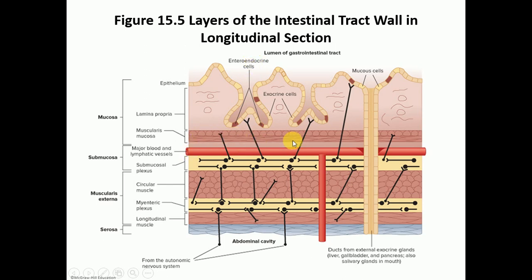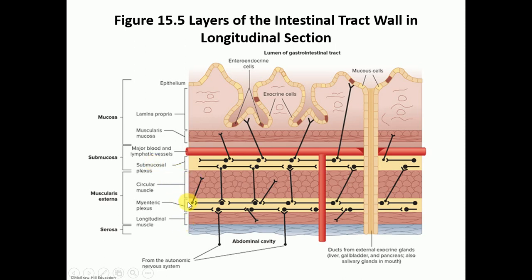Your submucosal layer is where you have your blood vessels, and you also have in there what is known as your submucosal plexus of nerves. You see here that they usually end at these enteroendocrine cells, and the mucus cells or the exocrine cells. So when you stimulate your submucosal plexus, that's going to increase secretions.